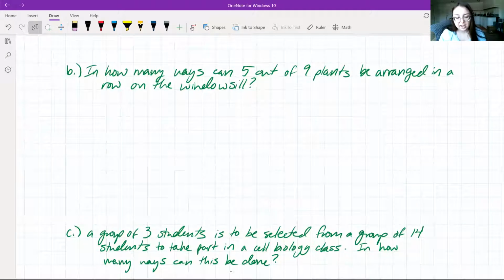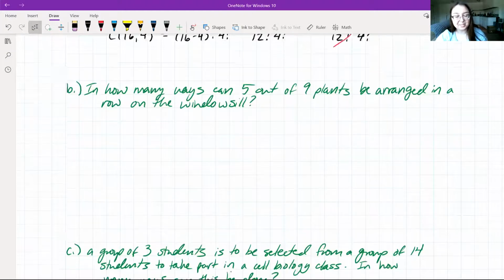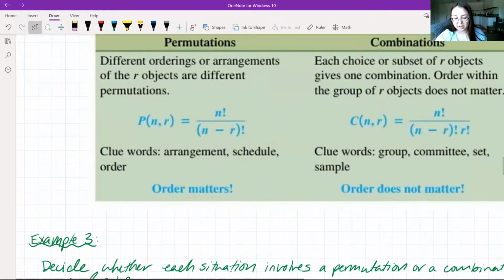All right. Now for part B, in how many ways can 5 out of 9 plants be arranged in a row on the windowsill? So, reading this again, in how many ways can 5 out of 9 plants be arranged in a row on the windowsill? Now let's go back up to our chart here.